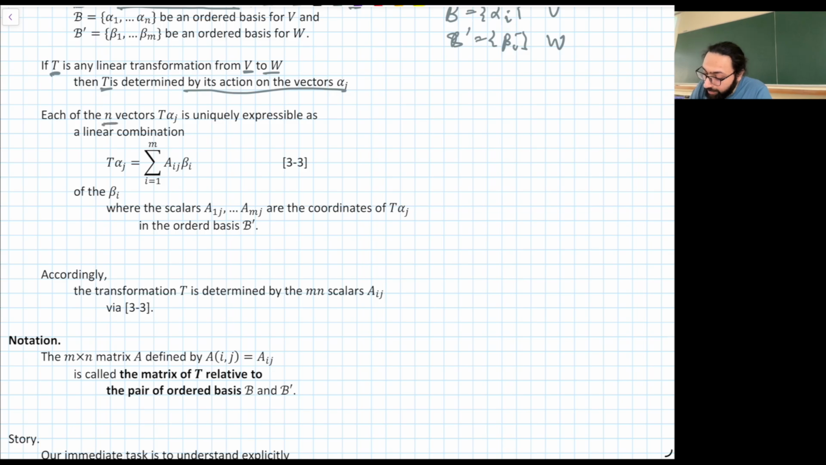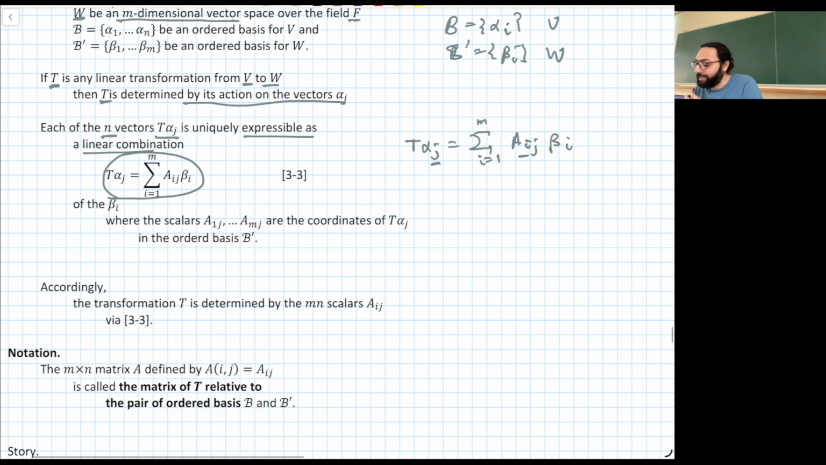So for each of the n vectors, T alpha j is uniquely expressible as a linear combination that we write here. So T alpha j is the sum over i from 1 to m of A_ij beta_i. Okay, so for each j, you can express it in the new space. Oh shoot, I messed up this. This is i. Sorry, it's just that normally the indices in matrices are ij and then there's xj. So these indices match, but when they write it more abstractly, they tend to write the indices like this. So it's not the closest ones.